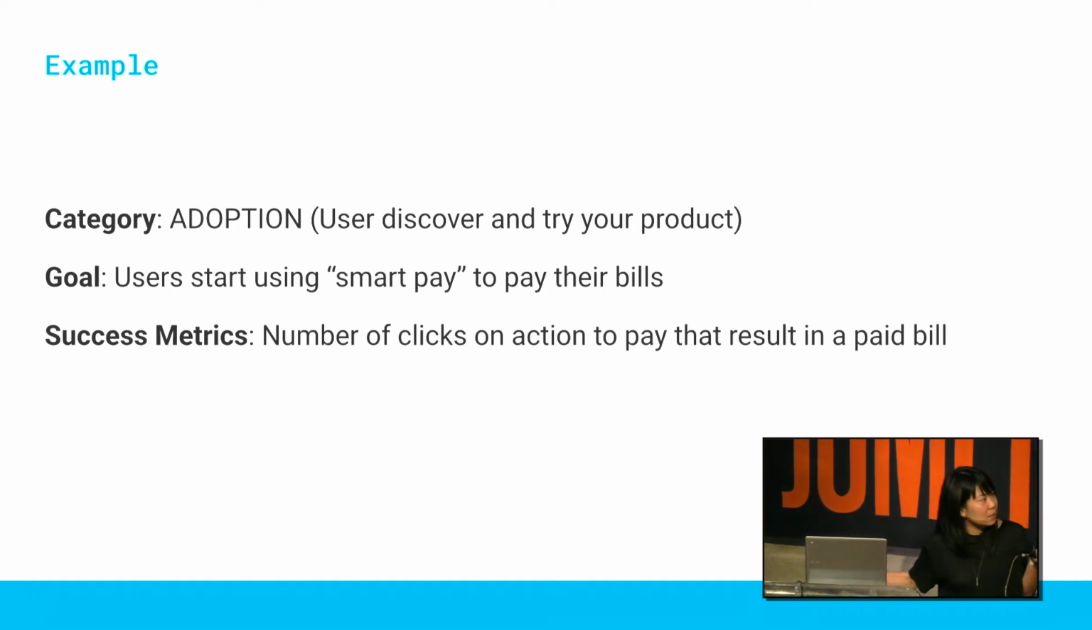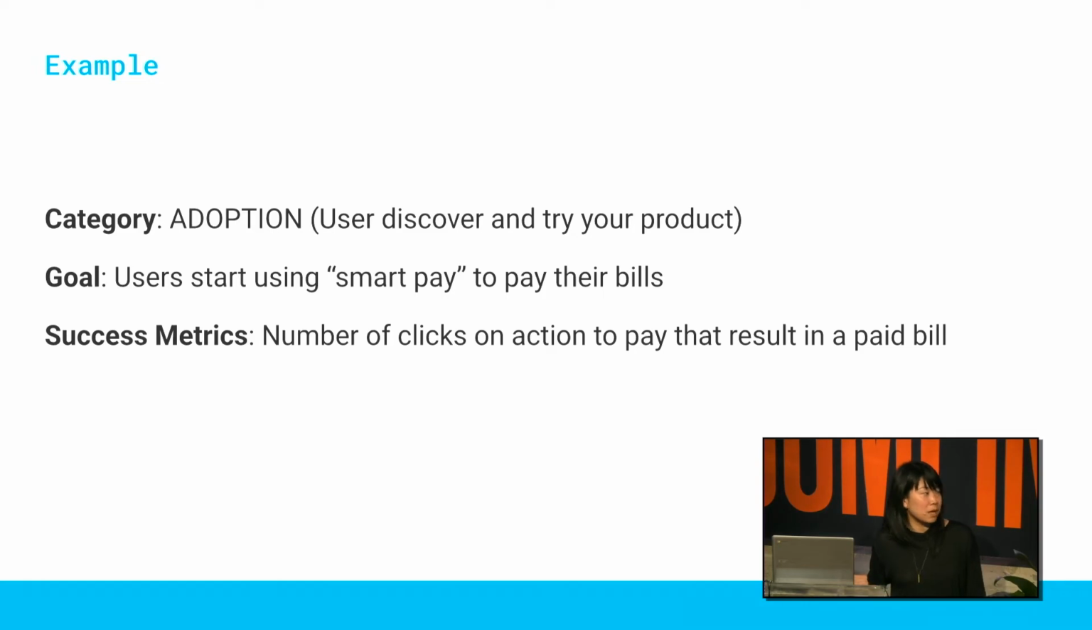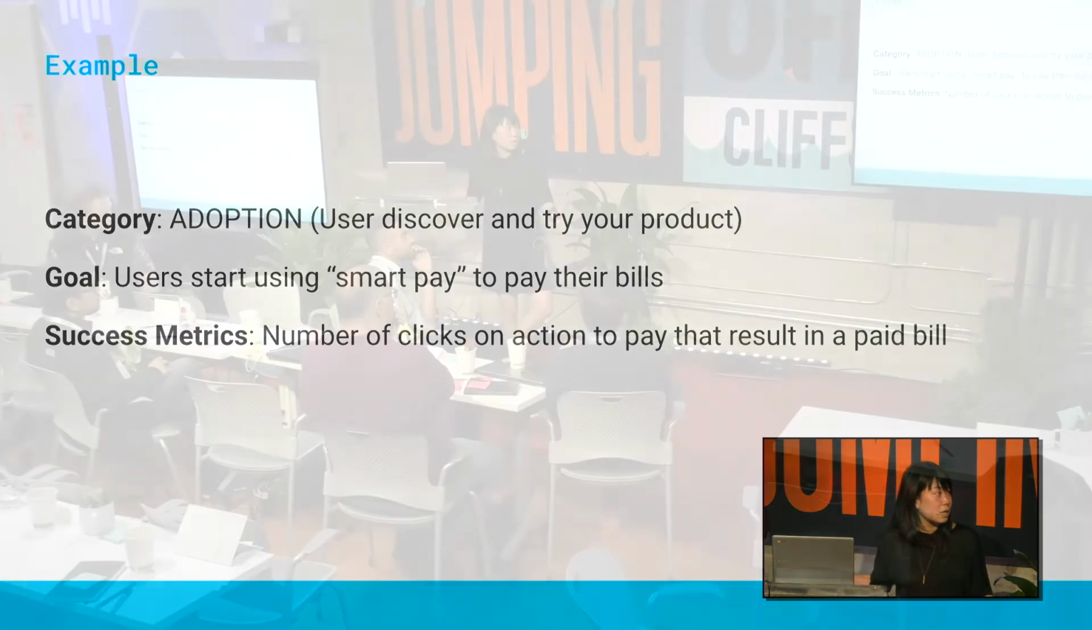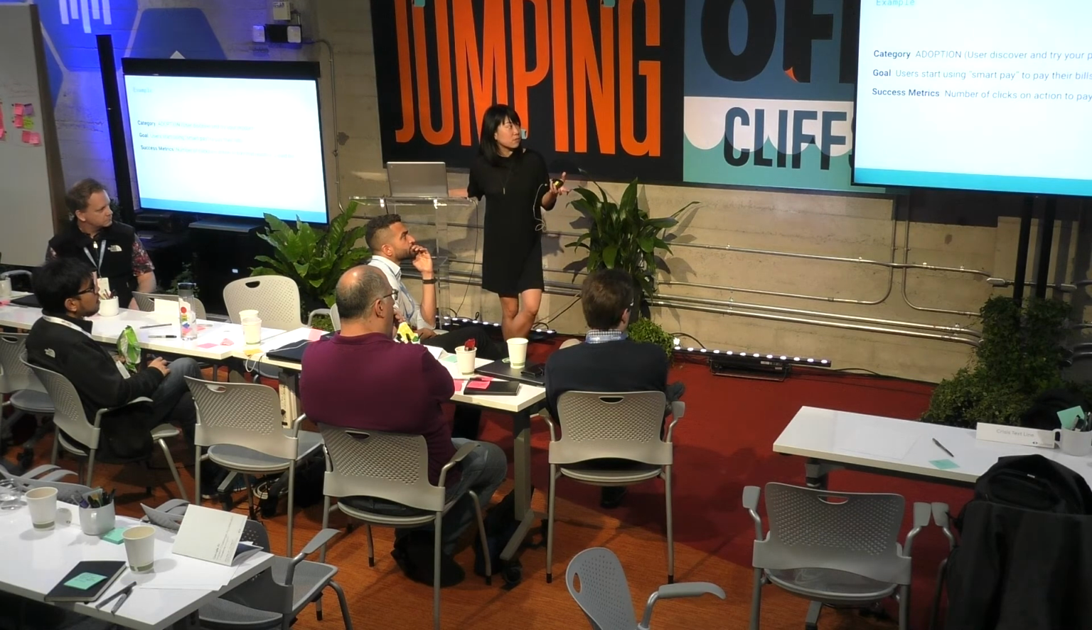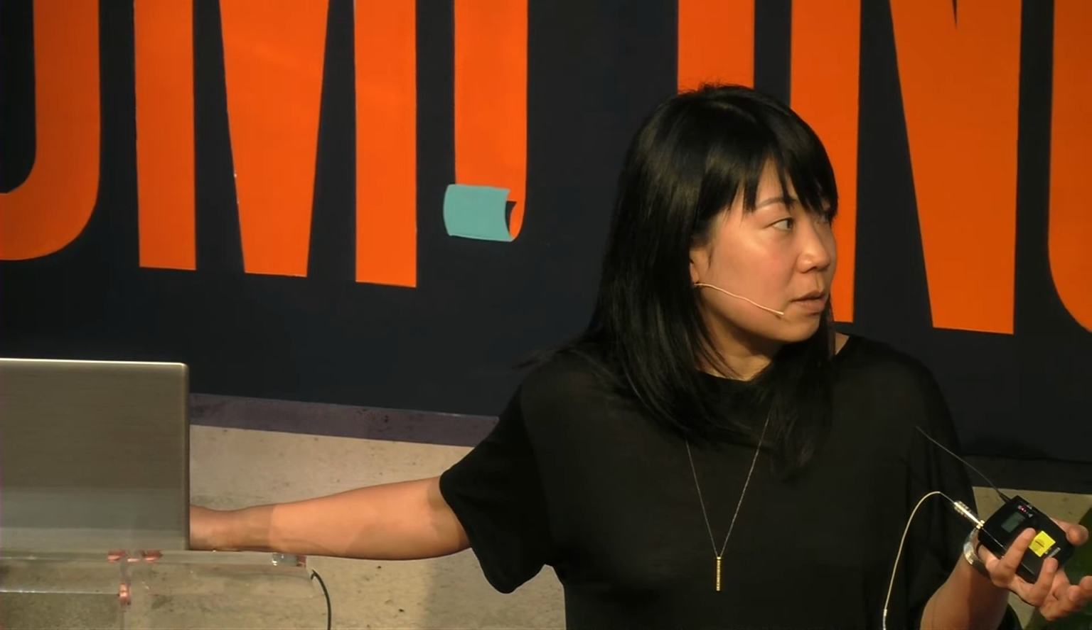Assuming this is a payment example, users start using Smart Pay, which is a particular feature, let's assume, to pay their bills. And success metrics within this category can be the number of clicks and actions to pay that result in a paid bill. Because it's number of clicks, it's measurable, it's quantifiable. That's why we want to narrow down and make it a little more tangible, so that other people can share your way of seeing success metrics, and so that you can see other people's way of seeing what success means to them. That's what we're really trying to bring together by putting the metrics part.